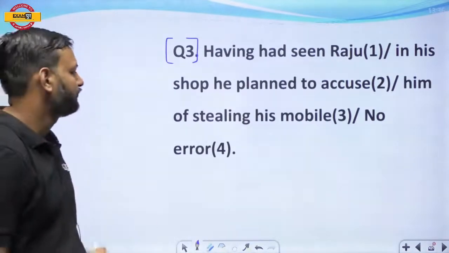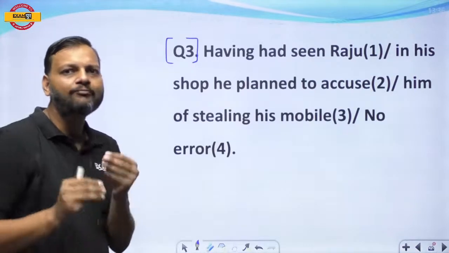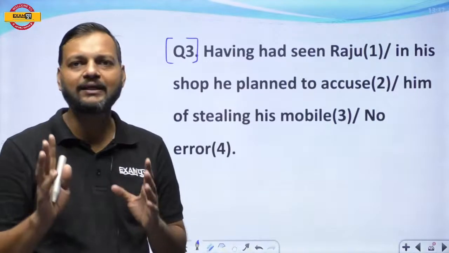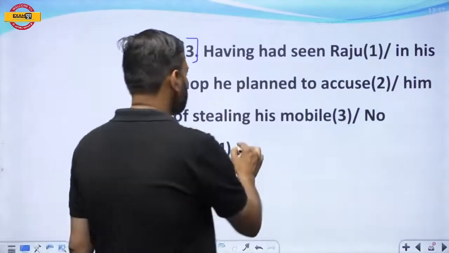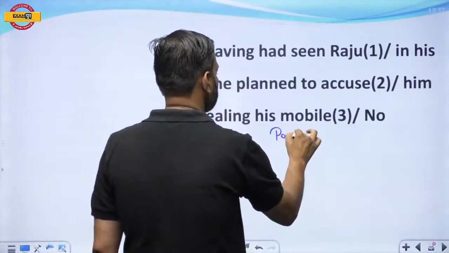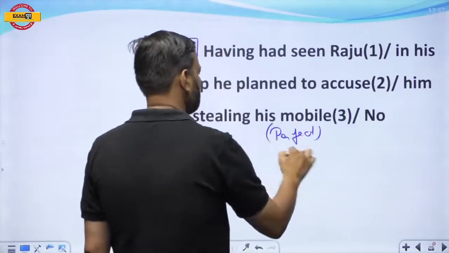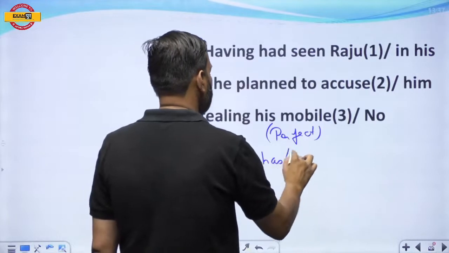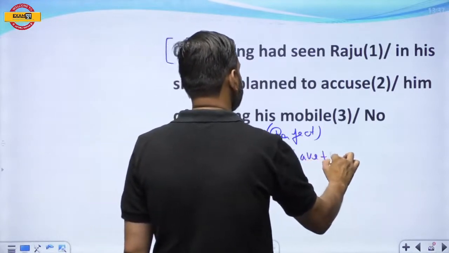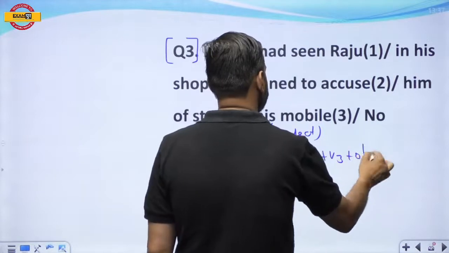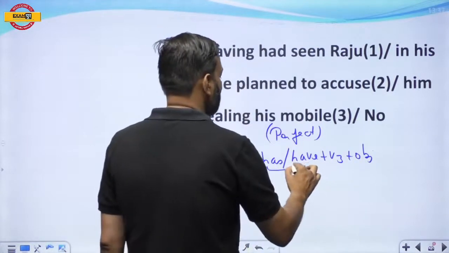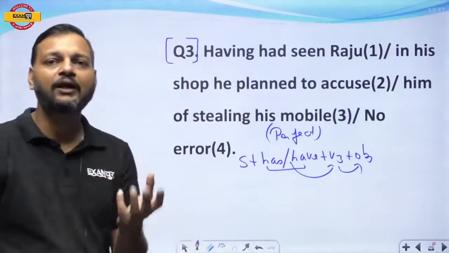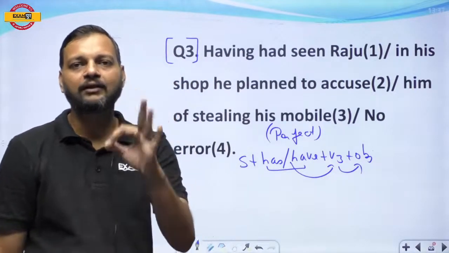Now tell me one thing. You all must have studied perfect tense. What is the structure of perfect tense? Present perfect. The structure of perfect tense is subject, has or have, then third form of verb and object. That means after has or have you use just one third form.